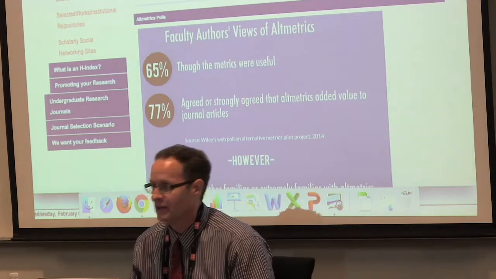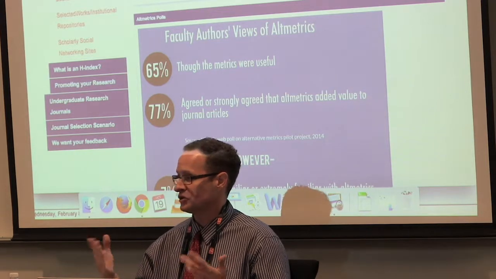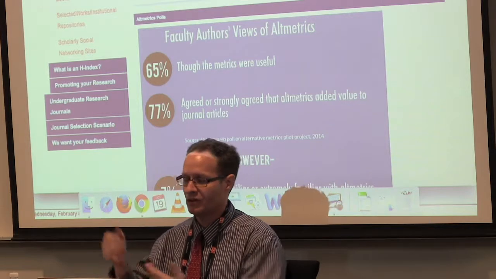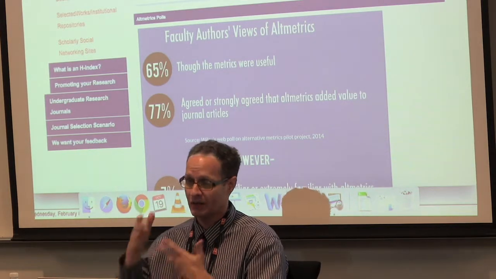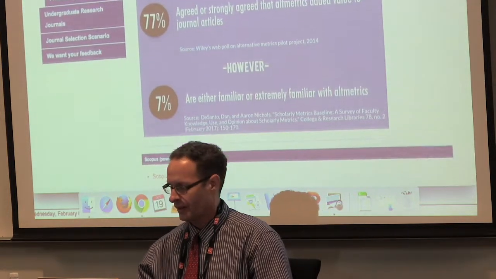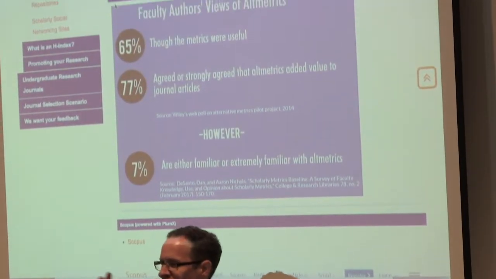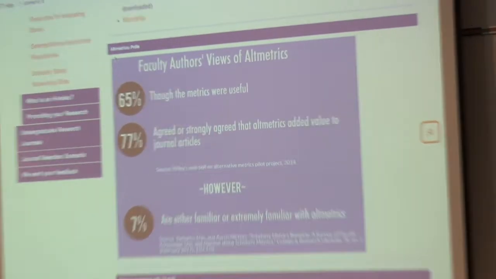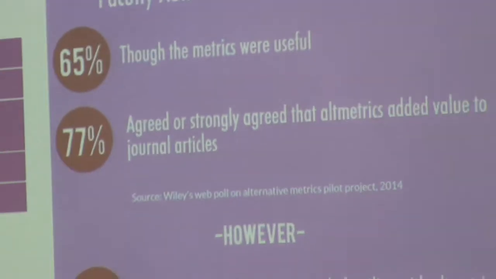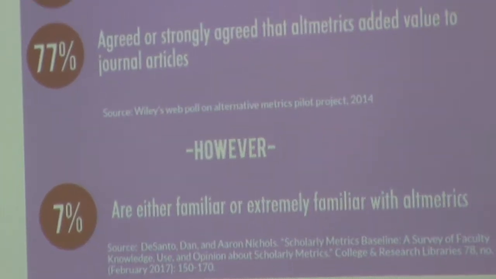Another example is when people download a citation to your work into a reference manager such as Mendeley or RefWorks, because at some point they might work that into their research. So that's another type of Altmetric indicator. The publisher Wiley did a poll surveying faculty. They showed some examples of metrics and they said, do you think this would be helpful to you? 65% thought that the metrics were useful, and 77% agreed or strongly agreed that they added value to journal articles.